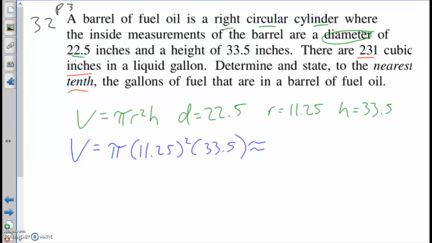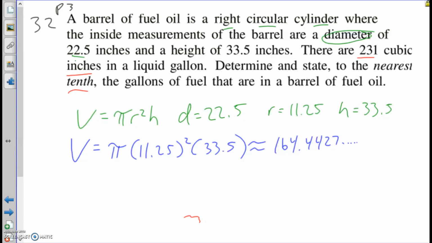164.4427 and some other numbers after that. And I'm going to use the whole number in my calculator when the time comes. So this is how many cubic inches we have. And there are 231 cubic inches in a liquid gallon.